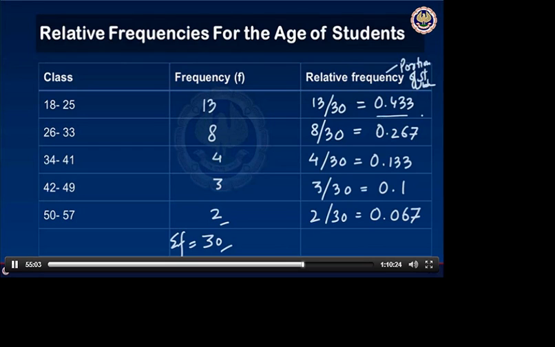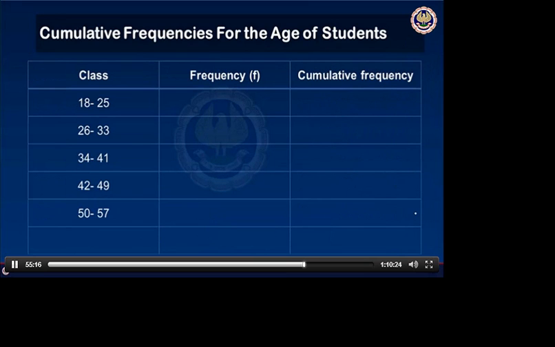So here we have found the relative frequencies for the age of students, which are 0.433, 0.267, 0.133, 0.1, and 0.067. So now let's find out the cumulative frequencies for the age of students. The next was the cumulative frequencies. So we know that the frequencies are 13, 8, 4, 3, 2, and the sum is 30.